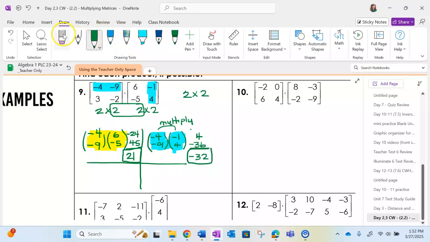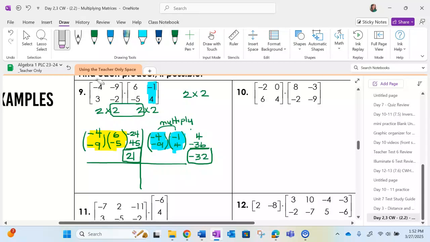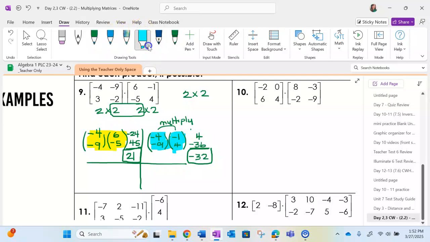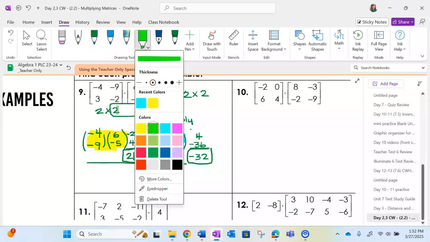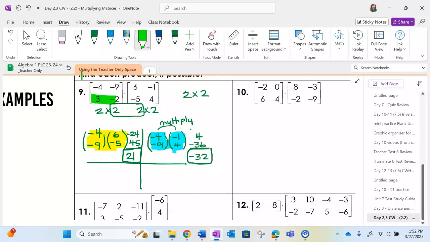All right, now I'm going to do row 2. This is row 2, column 1. So let me pick a different color. We'll do green. So here we go. This is 3 and -2 times 6 and -5. Remember, this is column 1. The top is row 1. The bottom is row 2.